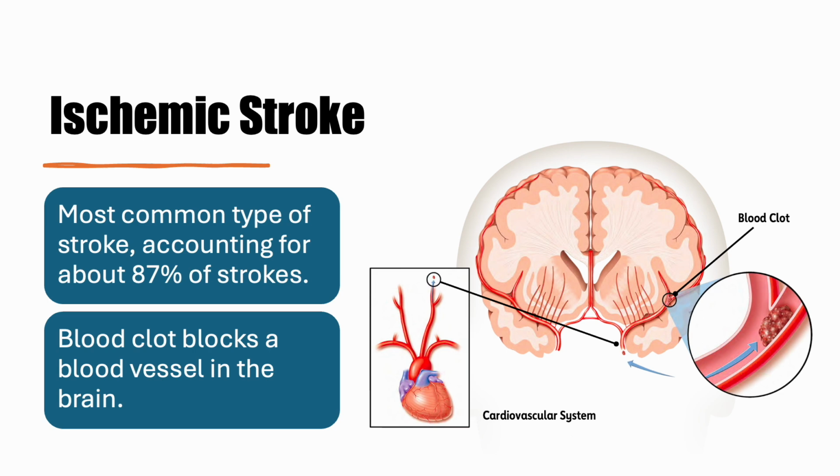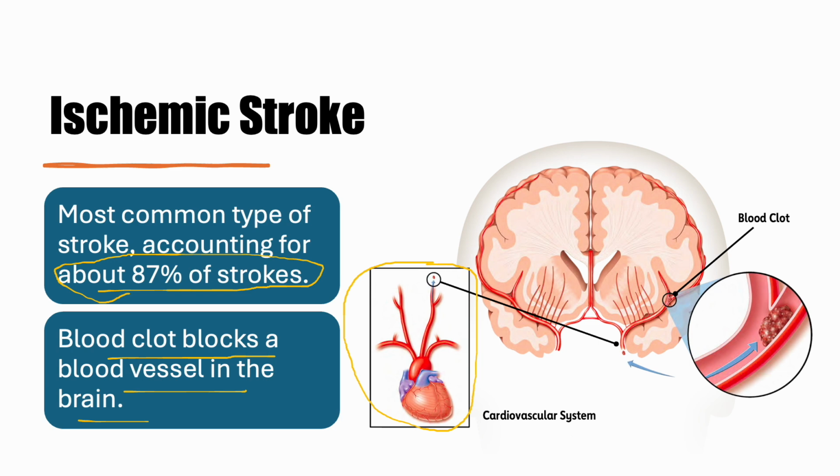We see that it accounts for 87% of all strokes. So it's a very prominent one. What happens here is that the blood clot blocks a blood vessel in the brain. This is represented with this diagram. We can see here, this is our cardiovascular system. Heart is represented, and then multiple arteries and veins are represented.